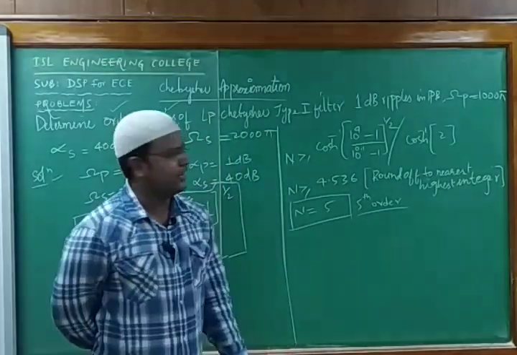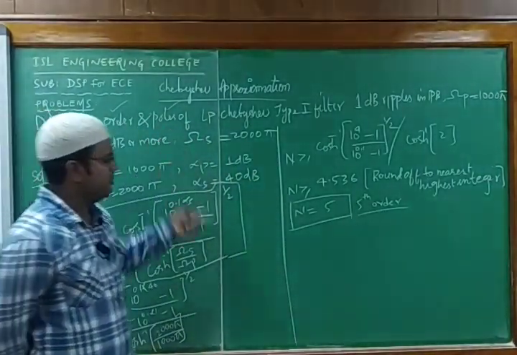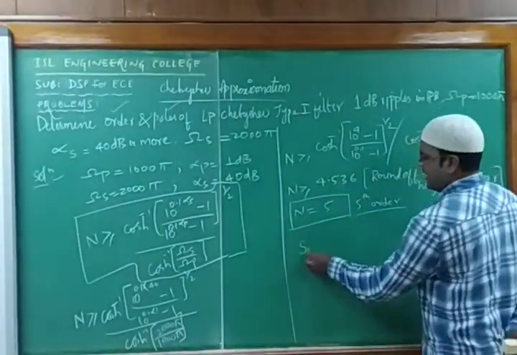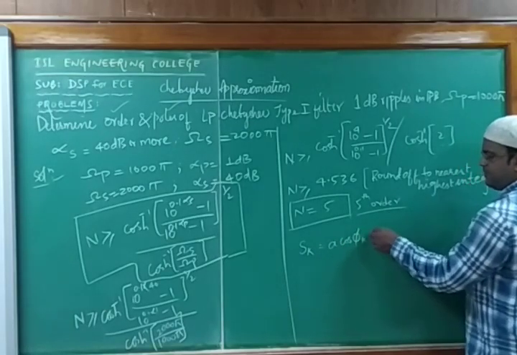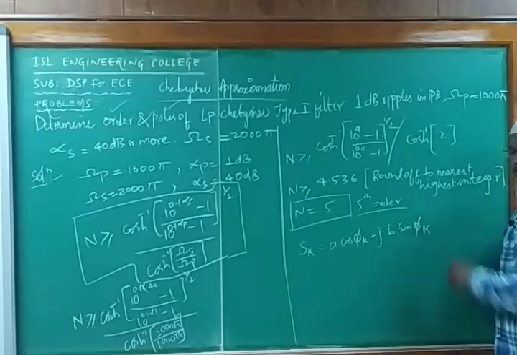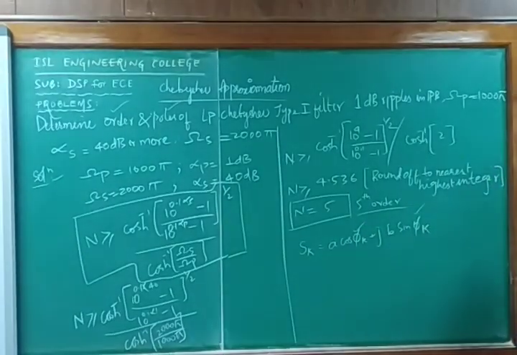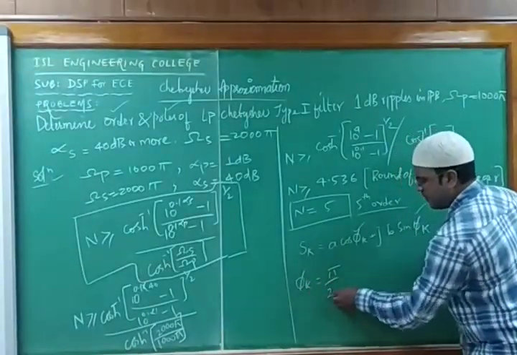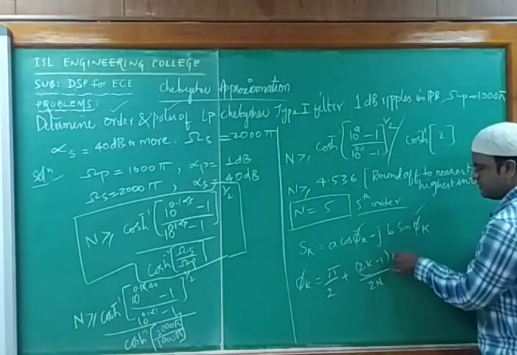Next thing, what we need to find? We need to get the poles. So how do we get the poles? In order to get the poles, we need to use the formula. We have x k is equal to a cos phi k plus j b sin phi k, right? So first, what is phi? Phi indicates the phase. So phi k is given by pi by 2 plus (2k minus 1) by 2n of pi. So this is the formula, right?